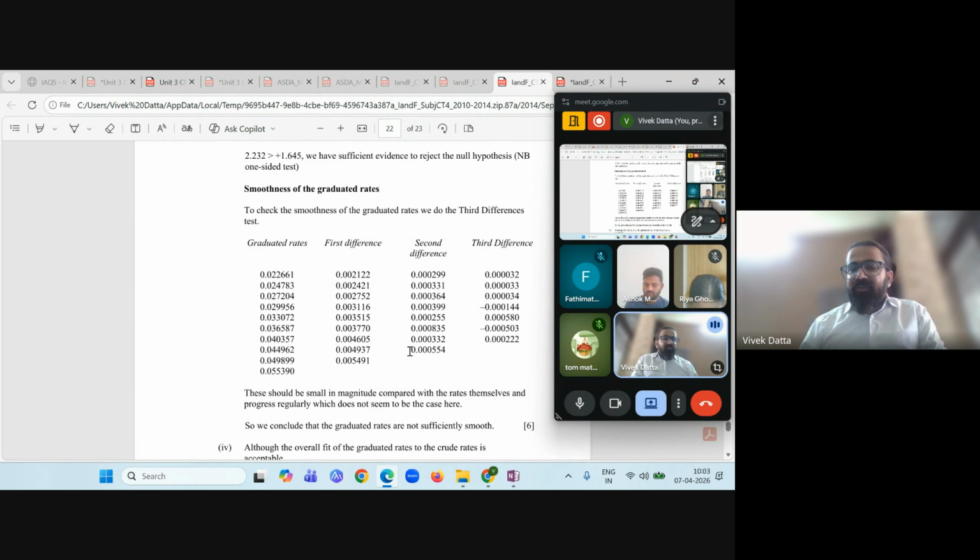Now, I would have gone one step further to explain why I feel it is not progressing regularly. I would have said it's going from minus 0.144 at age this to minus 0.058 and then again back to minus. That's where my issue is. Okay. Clear?